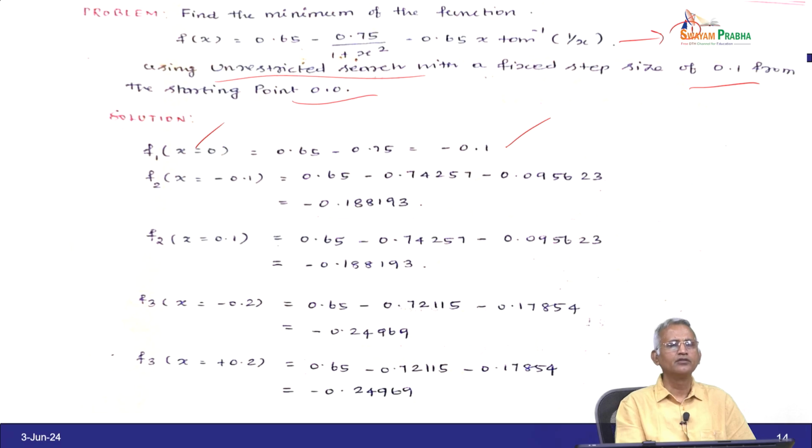You take f2 at x equal to minus 0.1 and substitute in the given function, we have minus 0.188193, and at x2 equal to 0.1 we have minus 0.188193. Go to f3: at x equal to minus 0.2, and f3 at x equal to 0.2, the value is minus 0.24969.